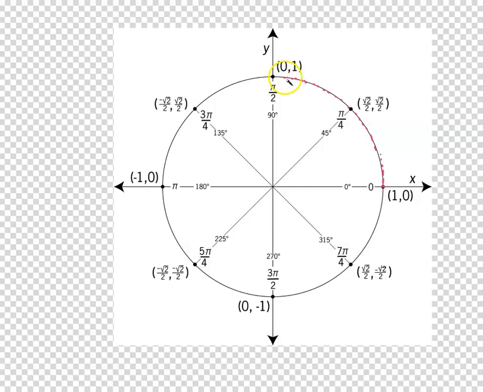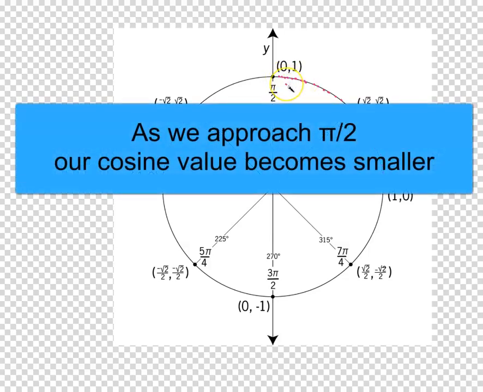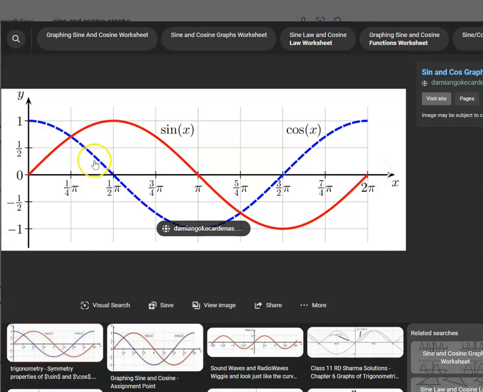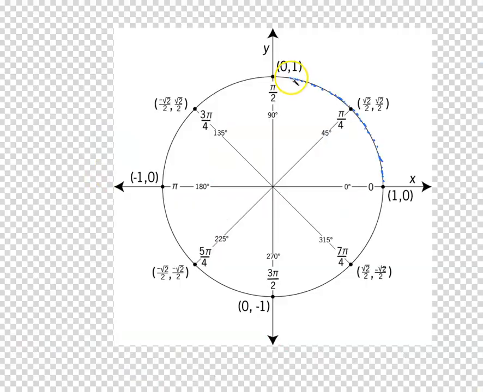As we're approaching x equals 0, our cosine value gets smaller and smaller. Likewise, our sine value gets larger. If you keep the unit circle in your mind's eye, the blue one here is the cosine. As we're approaching 1/2 pi, our value for the cosine wave gets smaller and smaller until we get to 0.